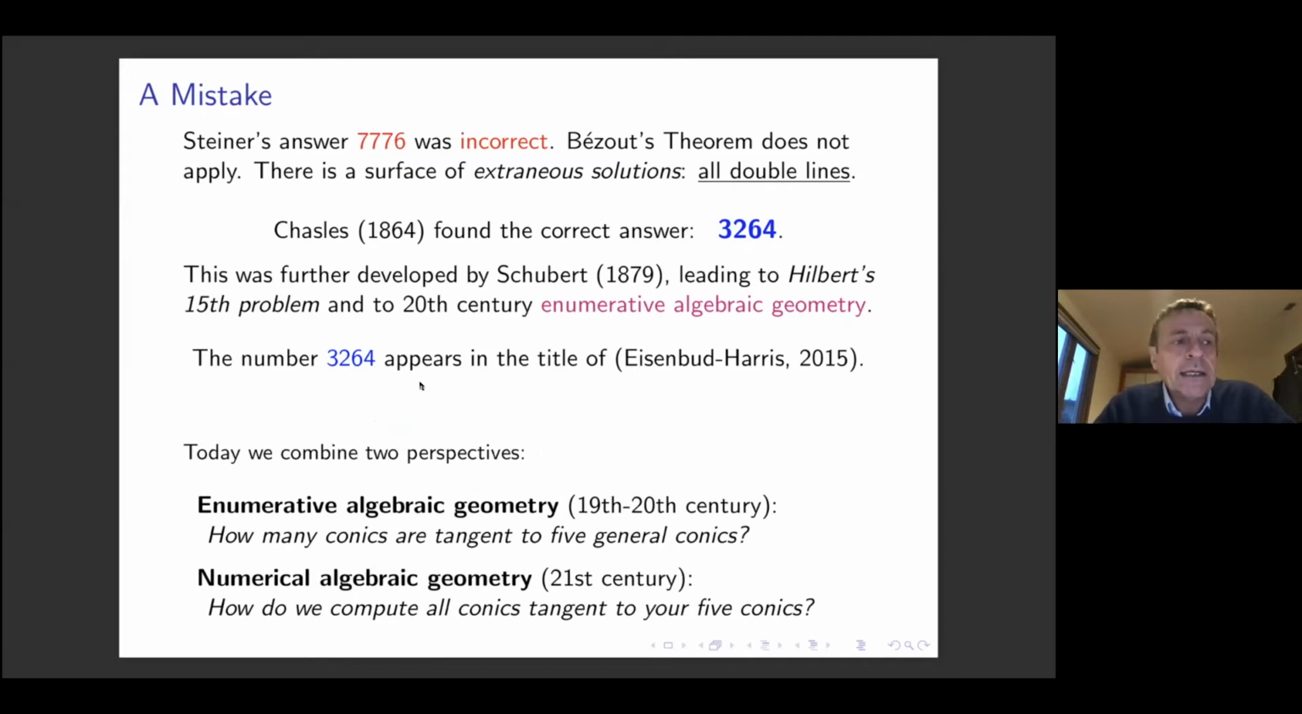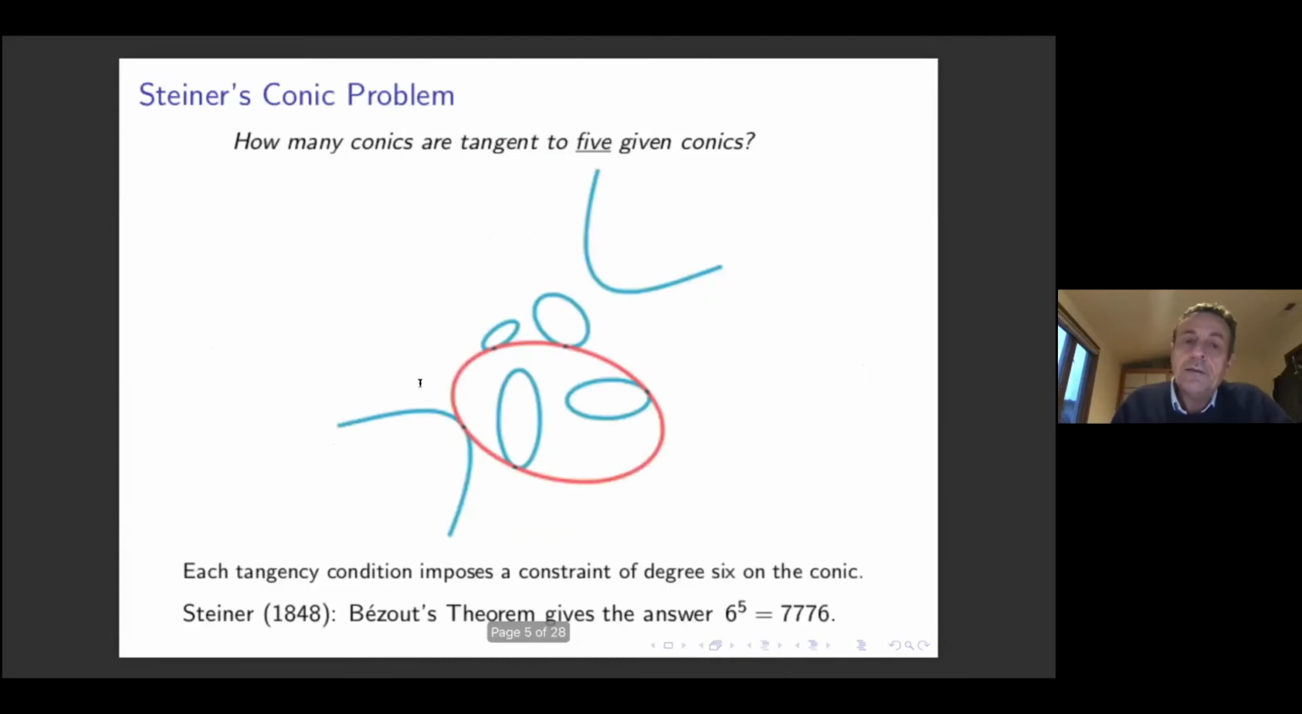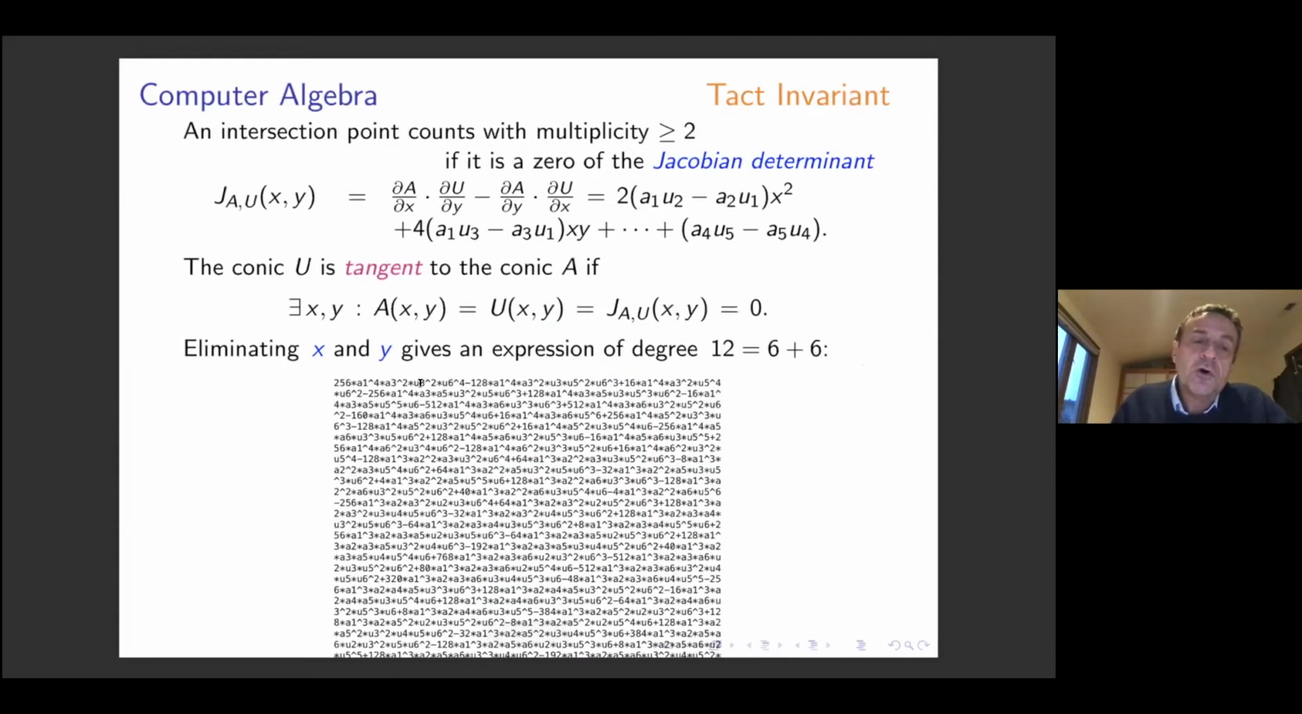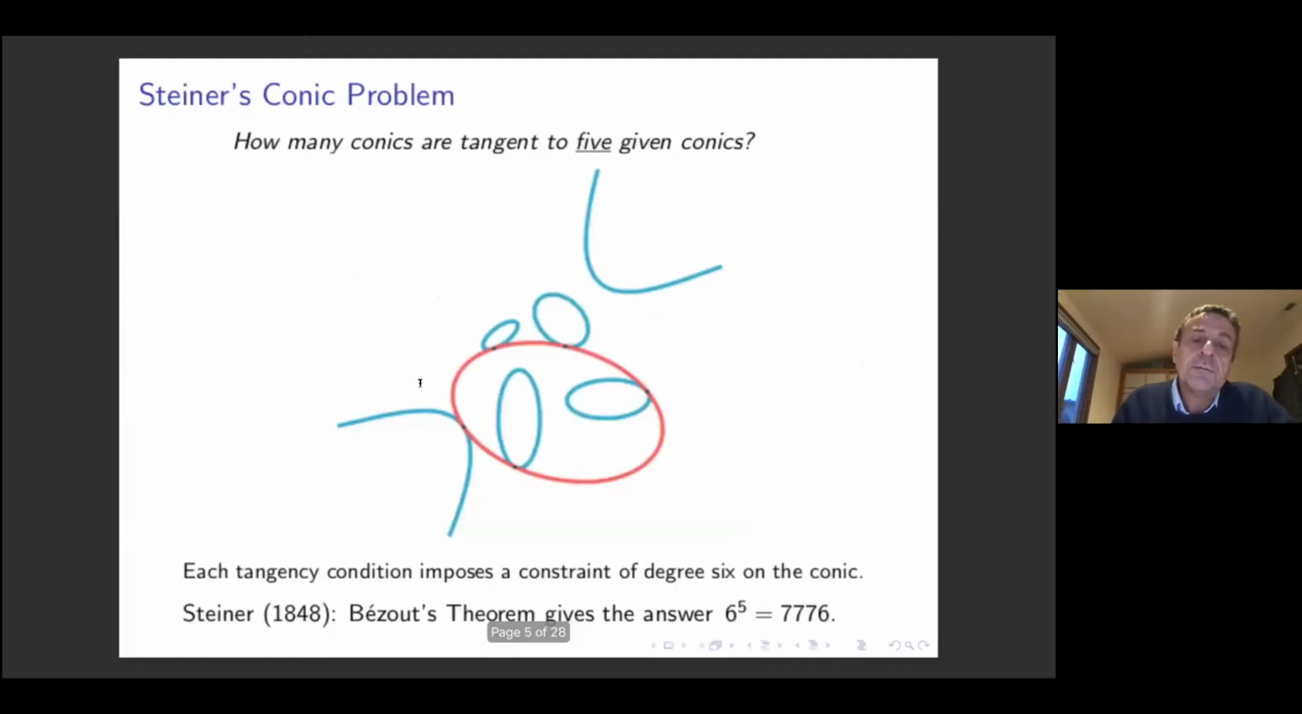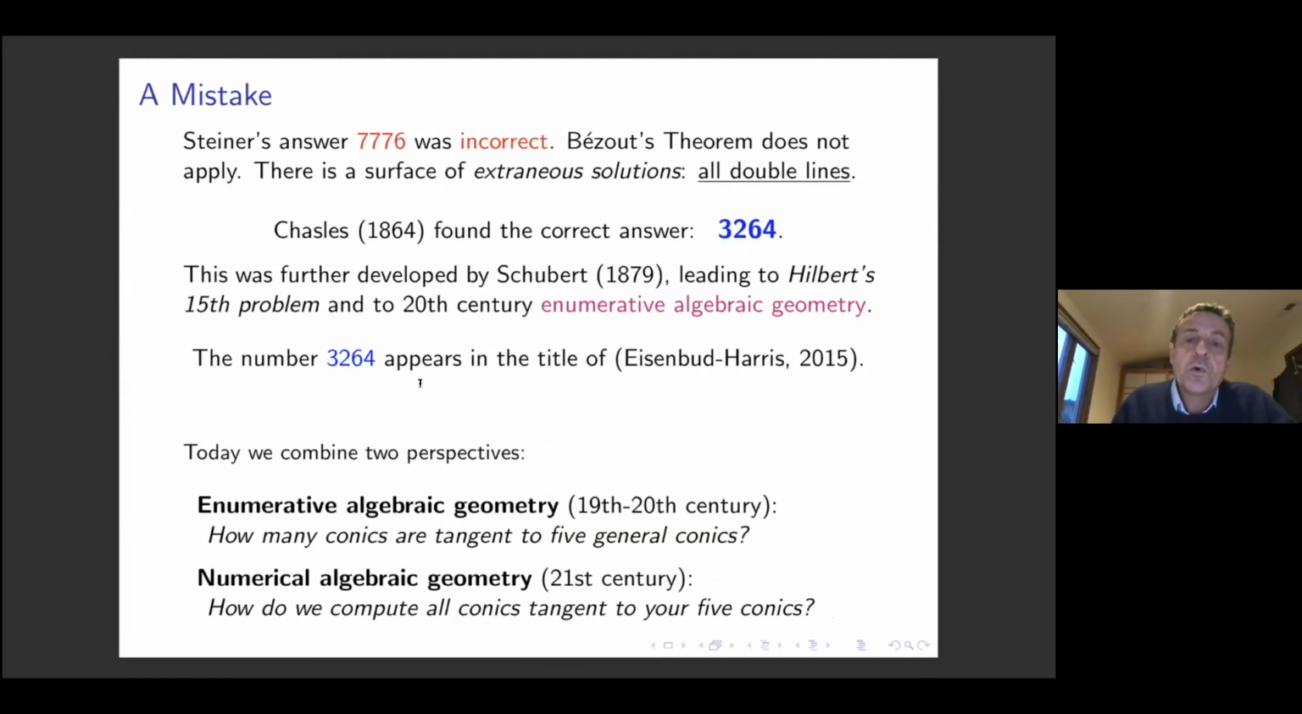By a double line, I mean just a line of multiplicity 2, or algebraically the square of a linear equation. If I have a linear polynomial, a constant times x plus a constant times y plus a constant, and I square it, then such a conic is called a double line. If you think about the Jacobian condition, the Jacobian will always vanish if, say, u is a double line. So any red double line will automatically be tangent to the blue conics, and there's a surface's worth of double lines. Those are extraneous solutions.